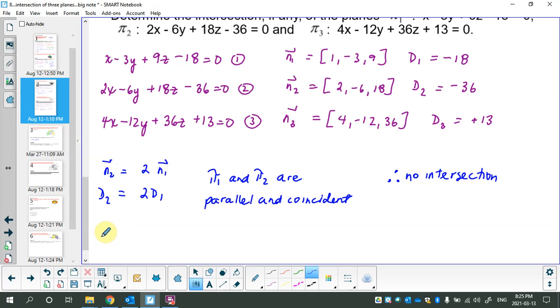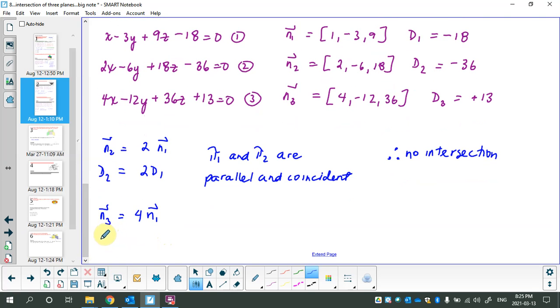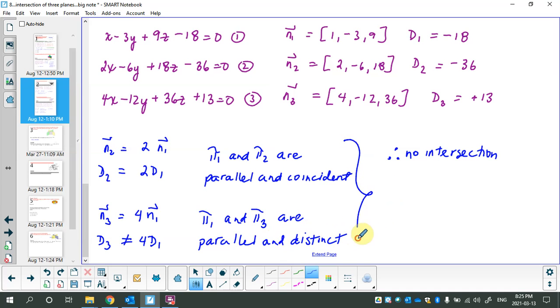Then I can look at normal number 3, which is the same as normal number 1 if I times it by 4. But D3 is not 4 times D1. So that means plane 1 and plane 3 are still parallel because of this first business. But this makes them at different levels, so they're parallel and distinct. And because I have now proven that, now I get to say that.